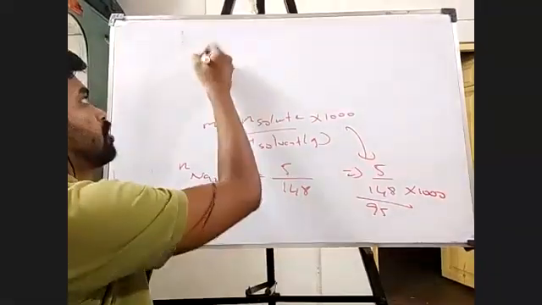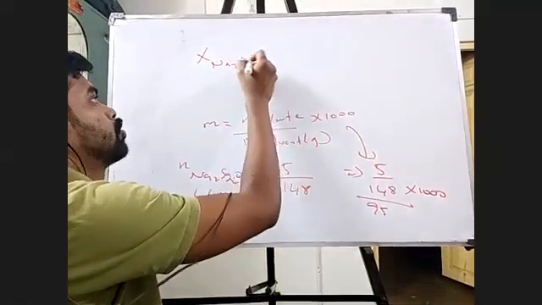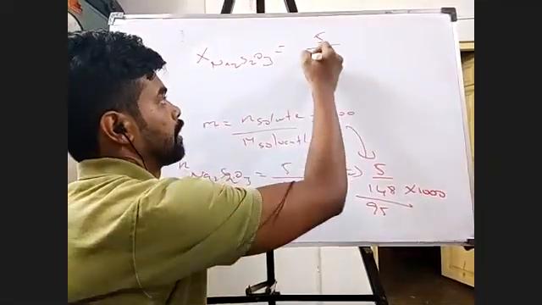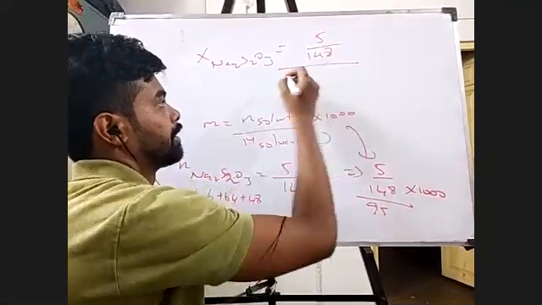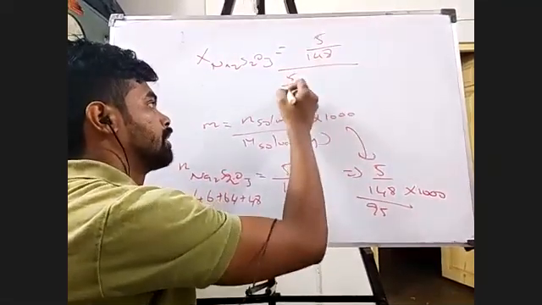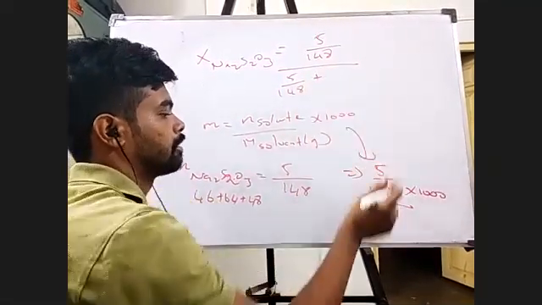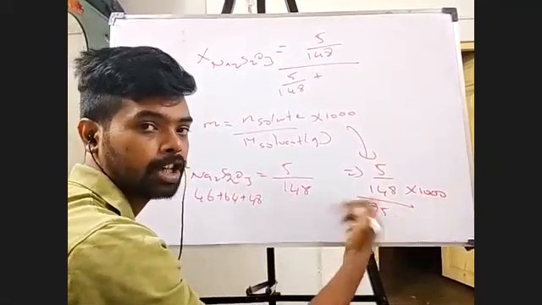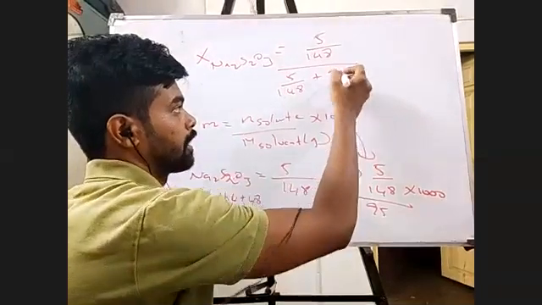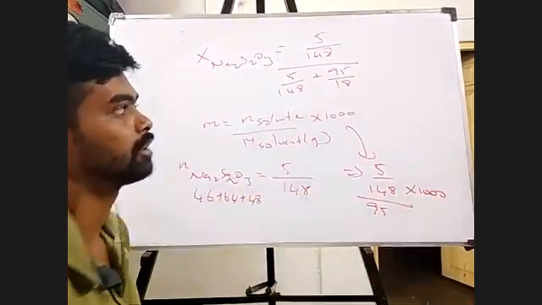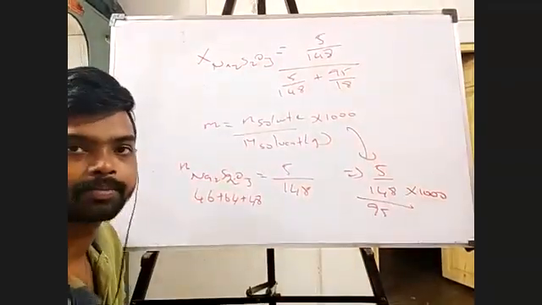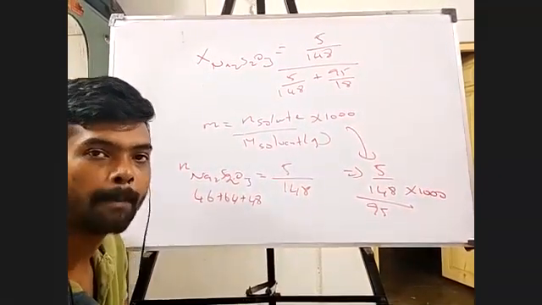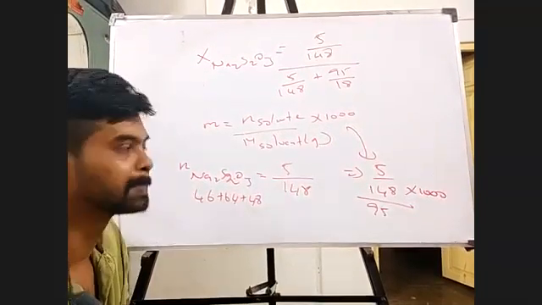So mole fraction of Na2H2O3 would be the number of moles of solute, that is 5 divided by 148, divided by the total number of moles, that is 5 divided by 148, plus the number of moles of water, again given mass by molecular mass, 95 grams of water, molecular mass of water 80. That's it. If you calculate this value, that's the answer for mole fraction, right?